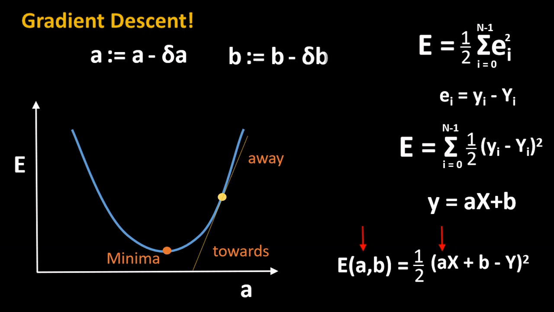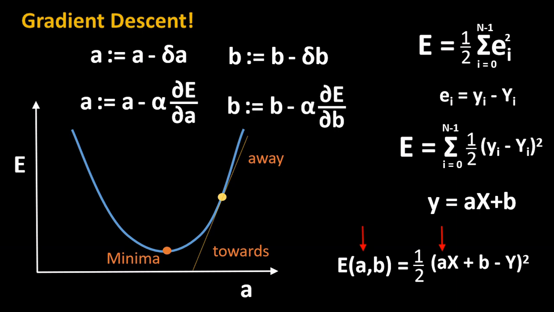We can also rewrite this as A equals A minus alpha del E upon del A and B equals B minus alpha del E upon del B, where del E upon del A and del E upon del B represent the slope of this tangent, and alpha is the hyperparameter, the parameter which can be tuned to reach our goal faster. It is also called the learning rate. You can consider this learning rate as a step size which is taken from the current point to reach the next point closer to the minima.